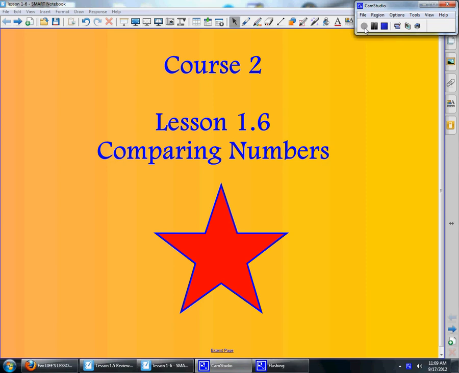This is lesson 1.6, comparing numbers. If you could please get out your notebooks and copy down the title of the lesson, we will get started taking notes.